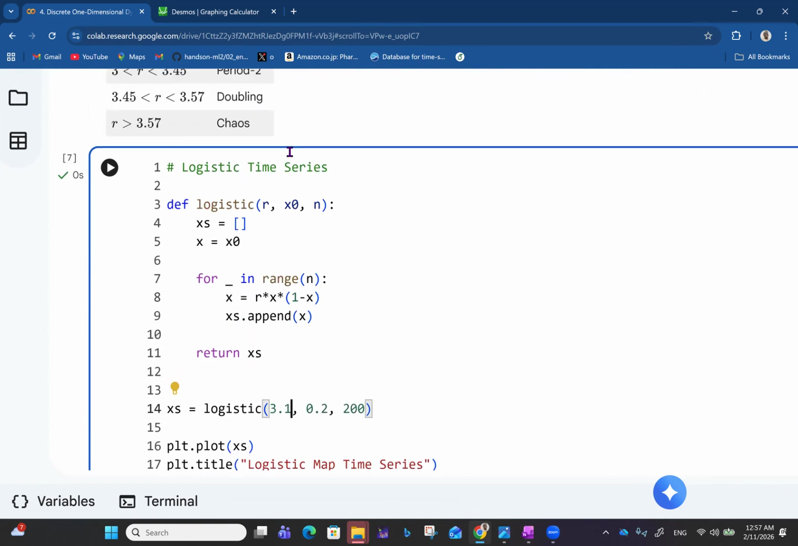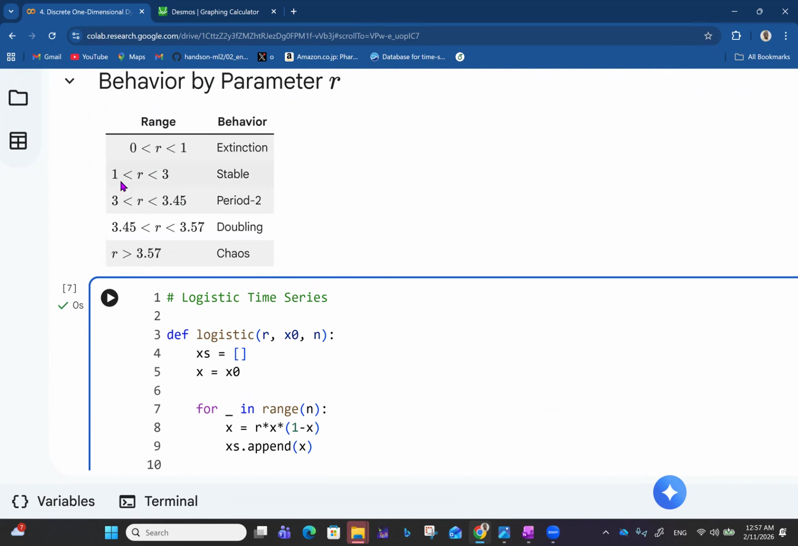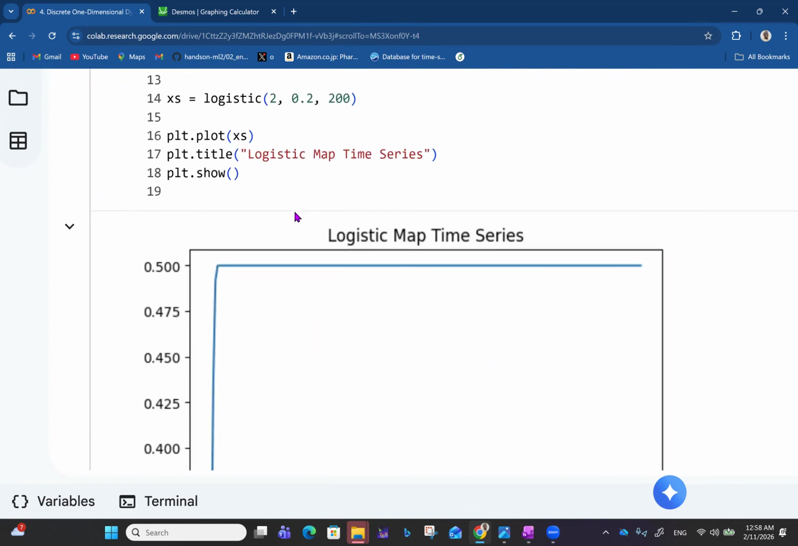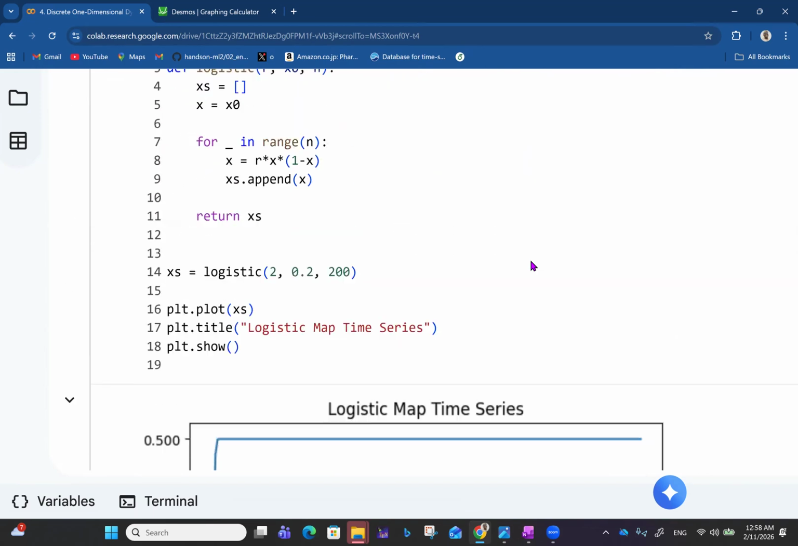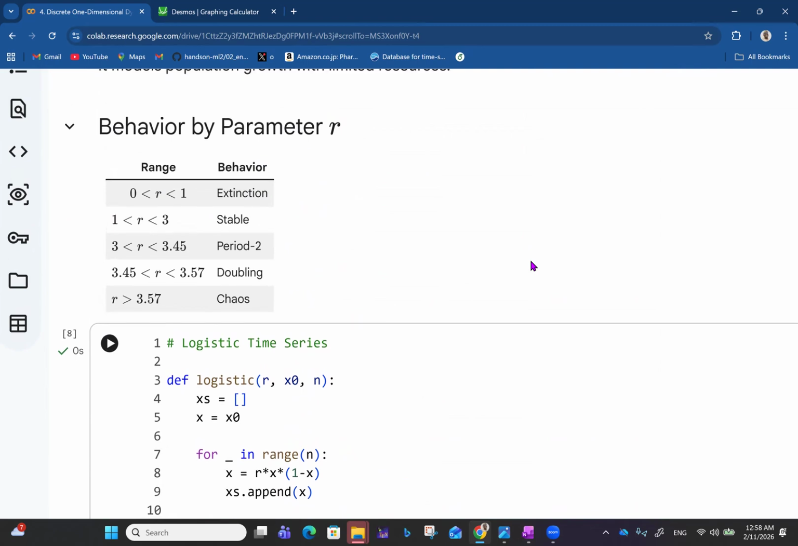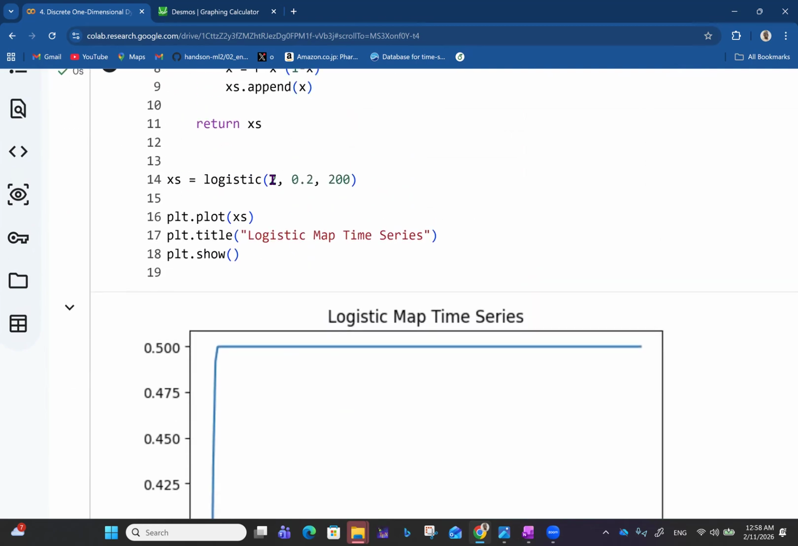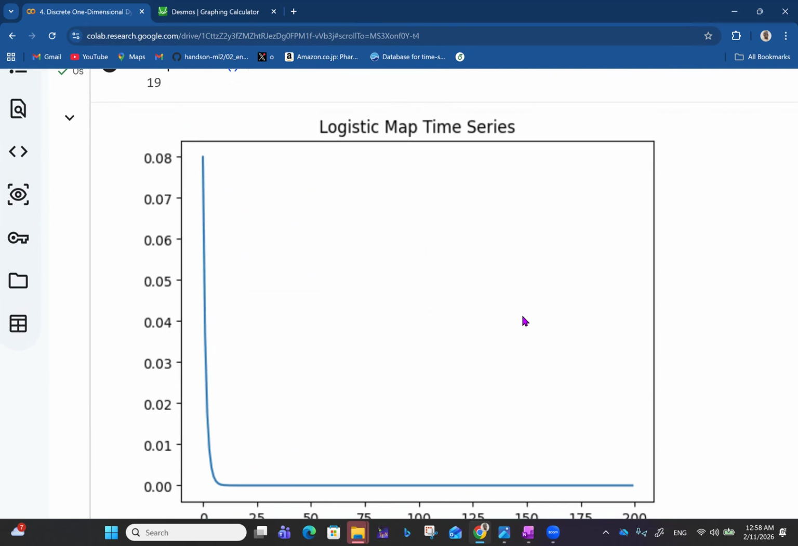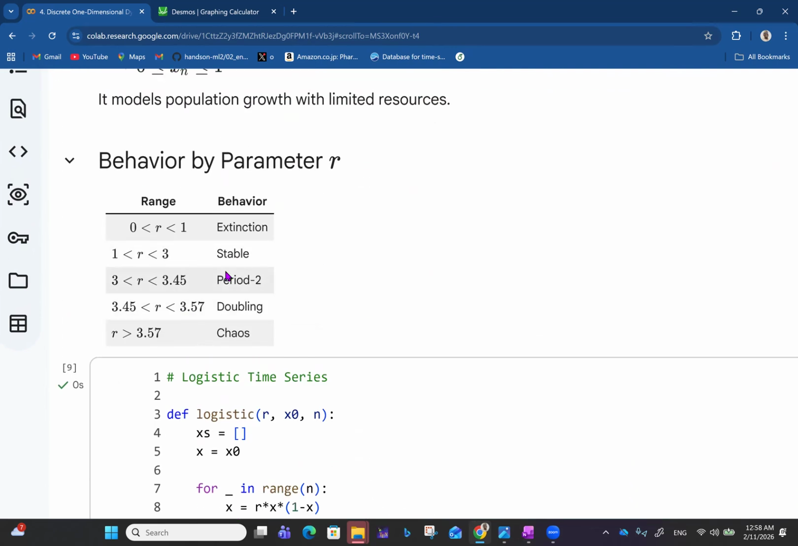Apart from that, if I go from 1 to 3, let me choose 2 now. That will give us stability. So I run that, and that gives stability. Everything just saturates and stays somewhere. Then for r between 0 and 1, maybe 0.5 now, that leads to extinction. You see everything just dies out like this. So these values will determine what really happens.